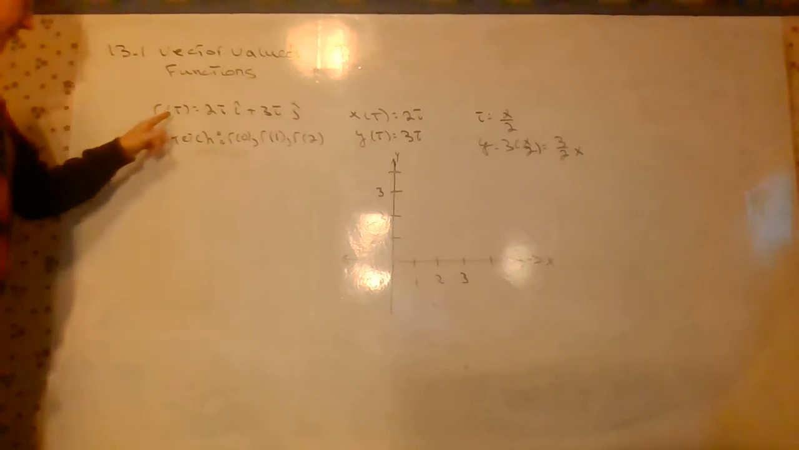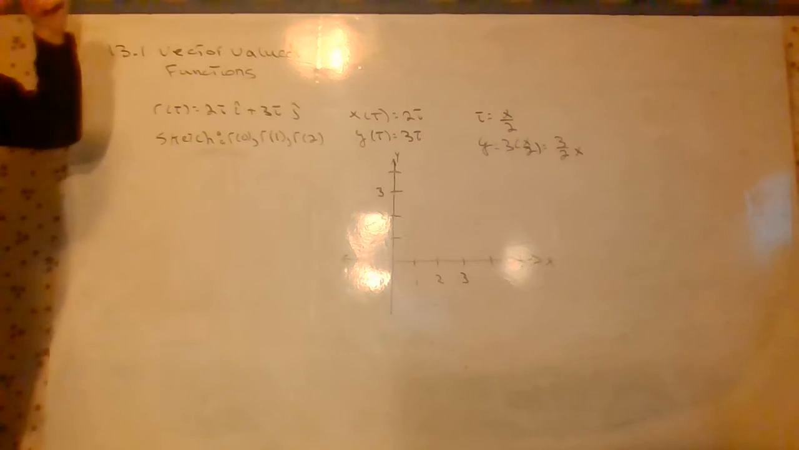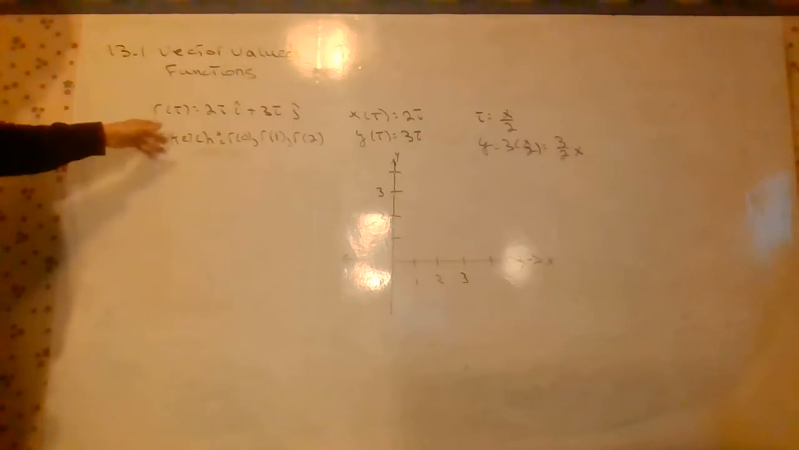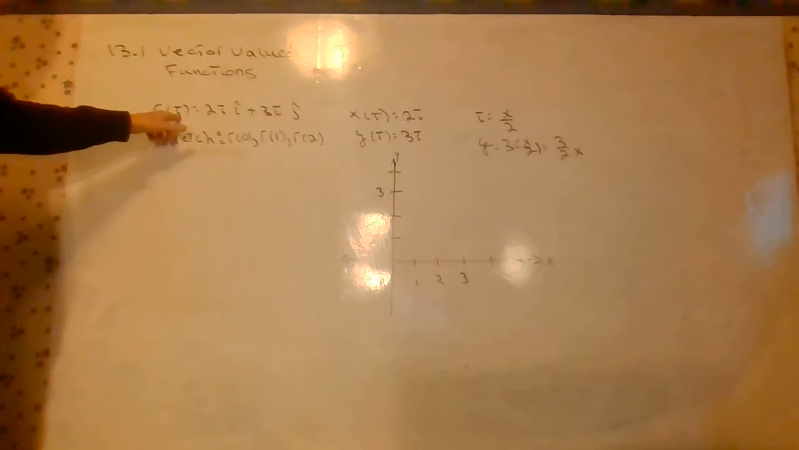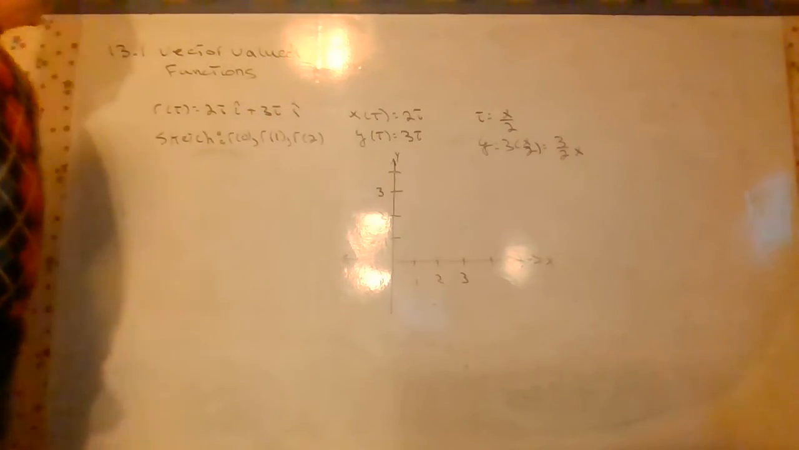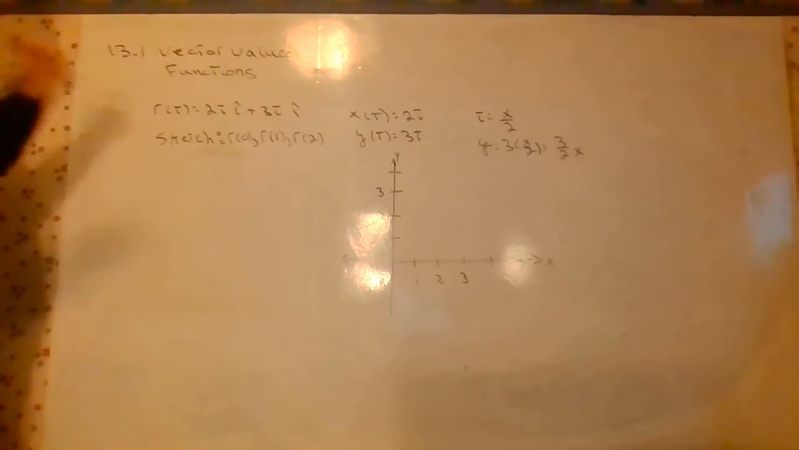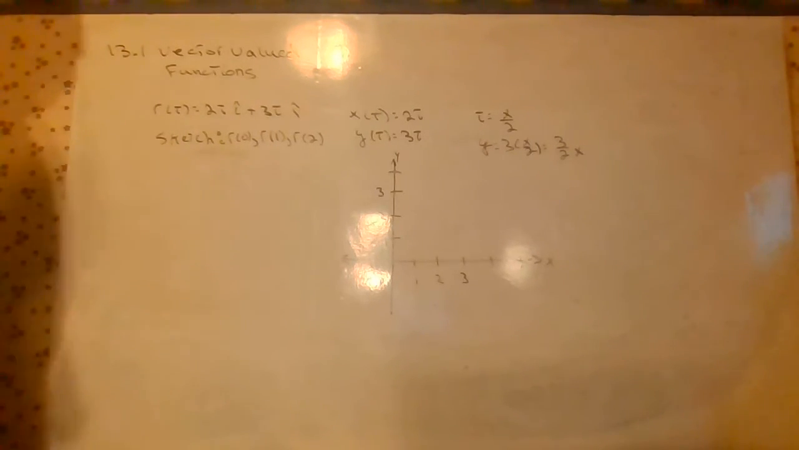We're going to start with this vector function 2ti plus 3tj. This is a vector valued function because we plug a time value possibly in and we get a vector out. So the values are vectors. The parameter t could be time, for instance.